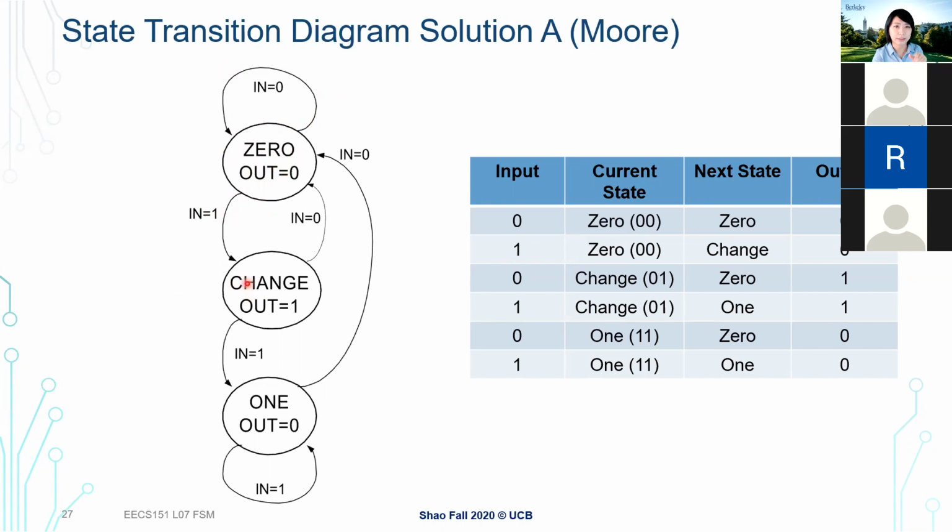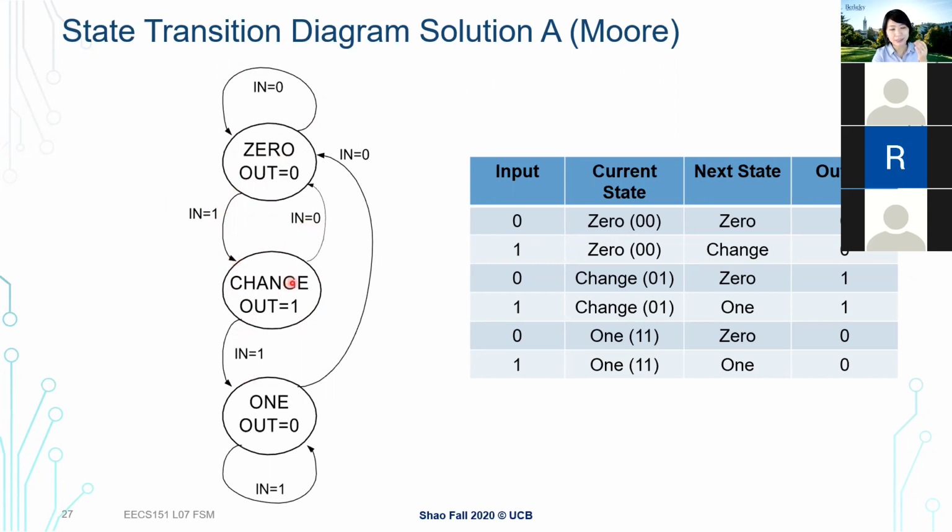And this is the state where I set my output to be 1. So if I'm in the 0 state and I see a 1, this 1 triggers a transition to the change state, and in the change state I set my output to be 1. In the change state, I have already seen a 0 to 1 transition, so I need to take another input, which can be either 0 or 1.